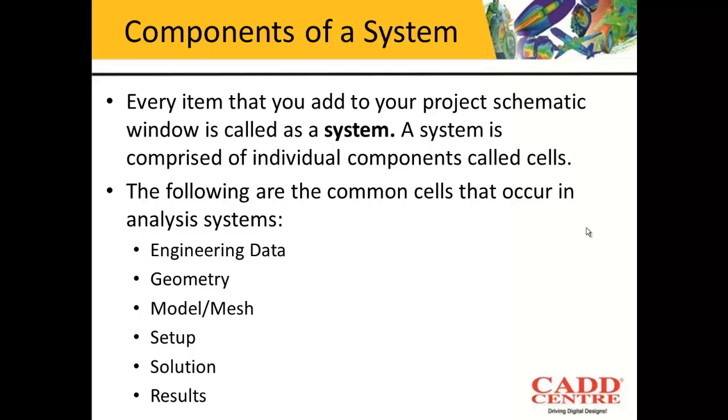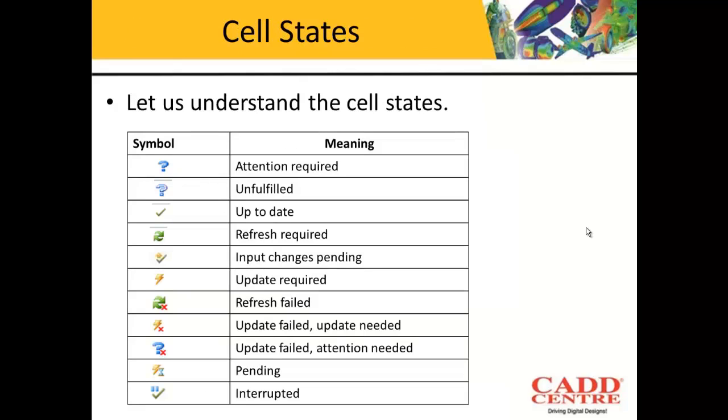In this, the engineering data cell consists of all the material information that is required for the analysis. The geometry cell consists of the model that is required for the analysis, and the model cell consists of all the mesh data, the boundary condition, load information, and all the other analysis settings that are required for the analysis. So these are the most common cells that occur in every analysis system that you add.